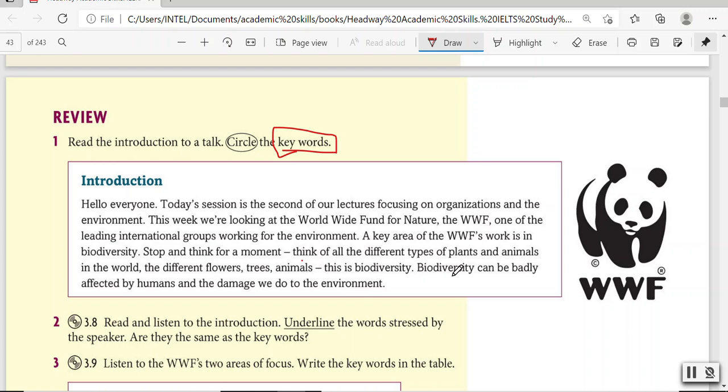Okay, think about keywords. Which words can be the keywords in here, in this text, in this passage?